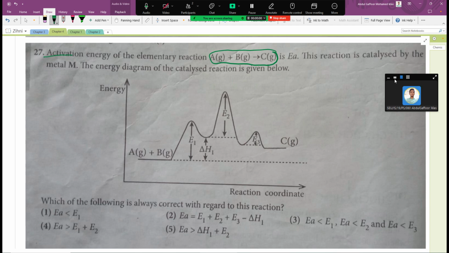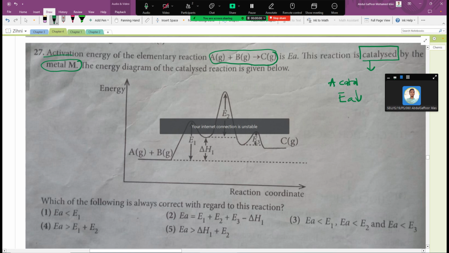So this reaction is catalyzed, right? So we are using a catalyst here. What is the function of a catalyst? To provide an alternative reaction path where activation energy is reduced, right? Activation energy is reduced by the metal M. So here as the catalyst we are using metal M. The energy diagram of the catalyzed reaction is given below.